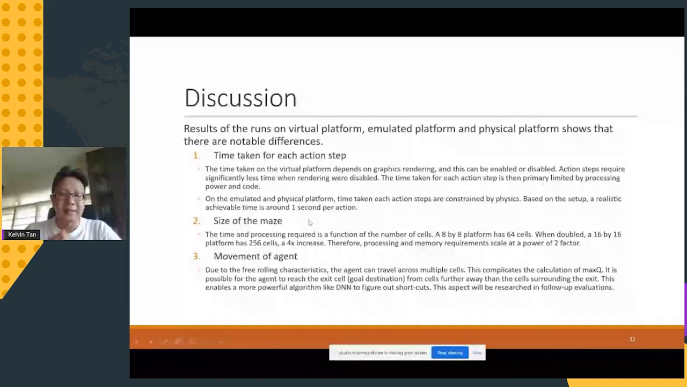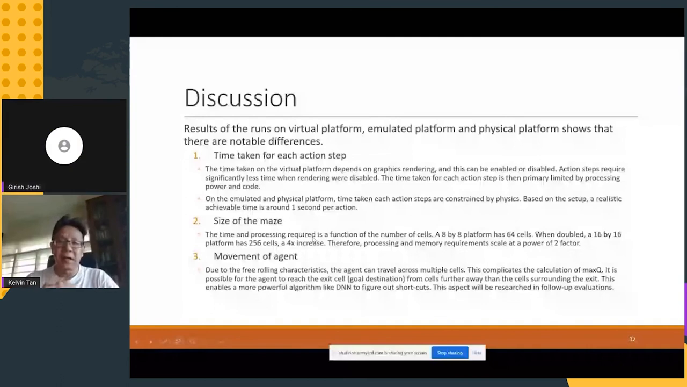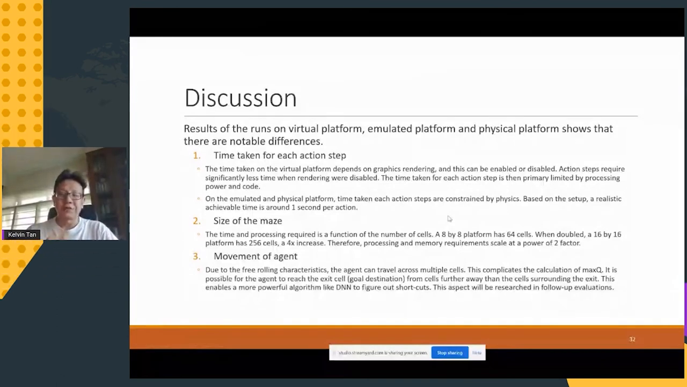The second is the size of the maze, because of the multiplication of cells. We have 8 by 8, which is 64, but when we increase to 16 by 16, it will be 256. And we haven't even considered the degrees of freedom. We still have to consider the 8 possible directions of movement for the agent, and we also have to think about the tilt angle.